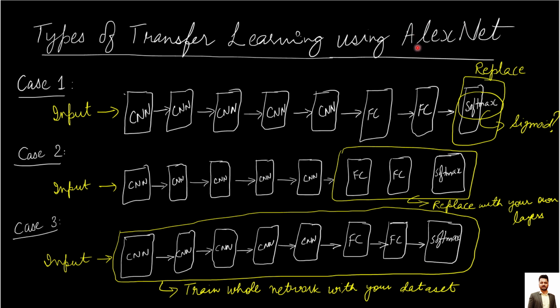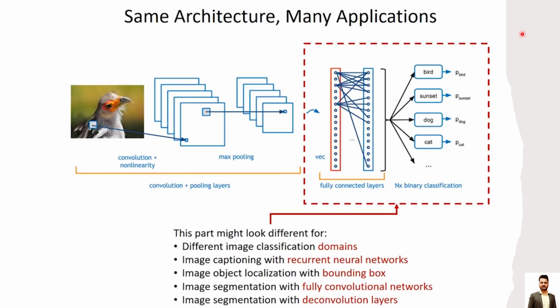These are the three types of transfer learning techniques that we can implement. This AlexNet can be replaced by ResNet or maybe GoogleNet or maybe VGG. So any kind of model can be implemented using transfer learning using these three methods. AlexNet is only one example. There are multiple applications. If we change these final layers, it can look different for different image classification domains, and even for image captioning with the RNN model. RNN will be covered in the NLP section.